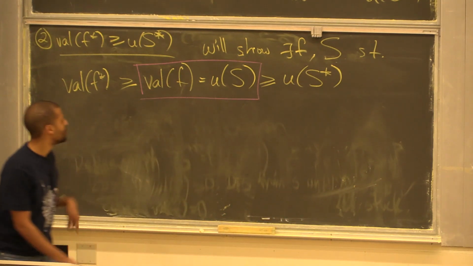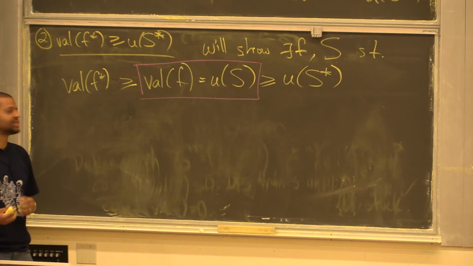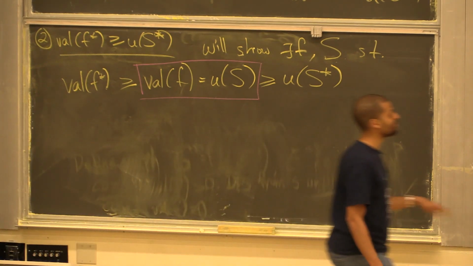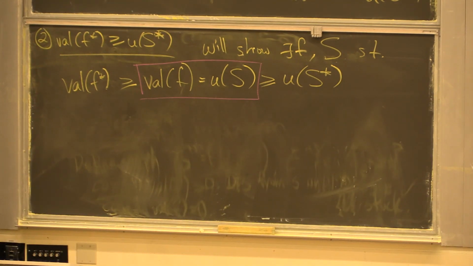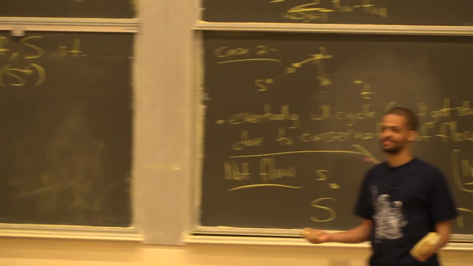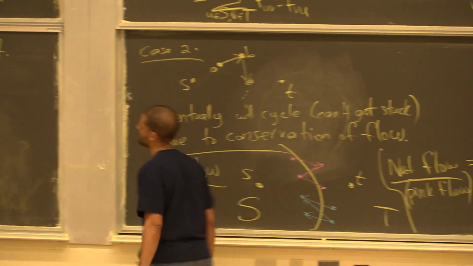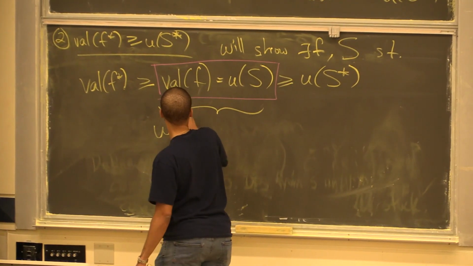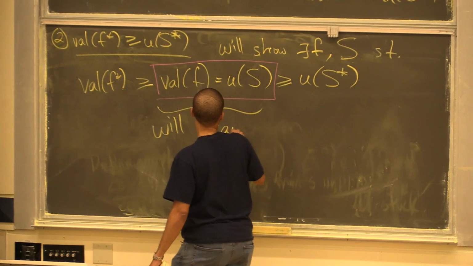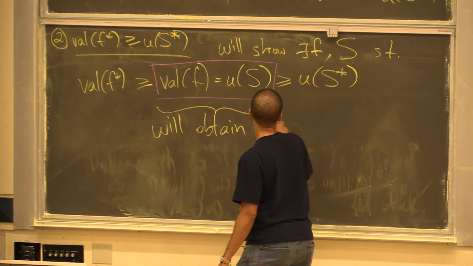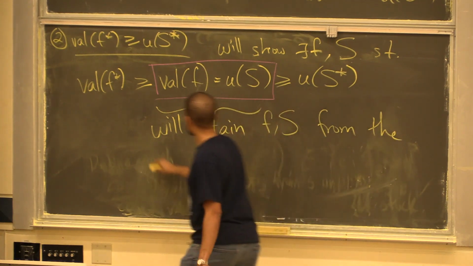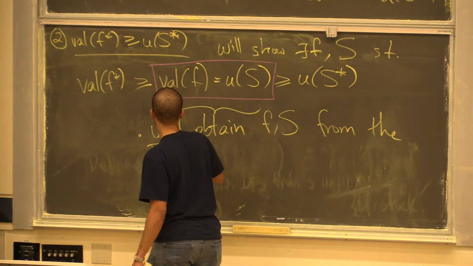So the question is, why is there a flow and a cut such that the value of F equals the capacity of S? And to prove that, I'm going to use the Ford-Fulkerson algorithm. So we will obtain an F and S from the Ford-Fulkerson algorithm.